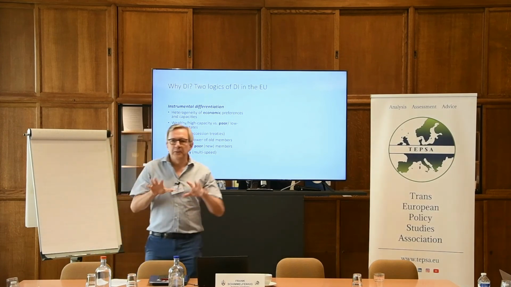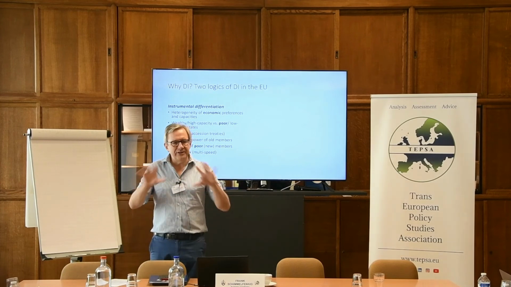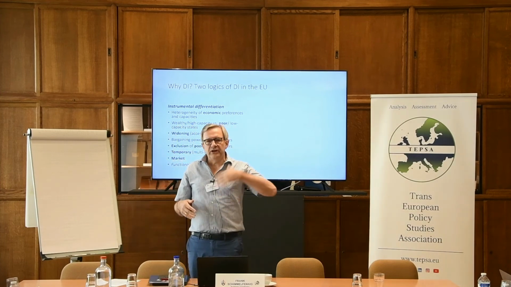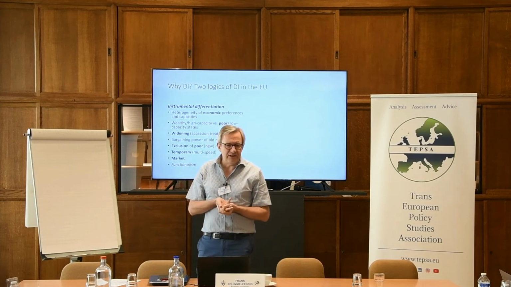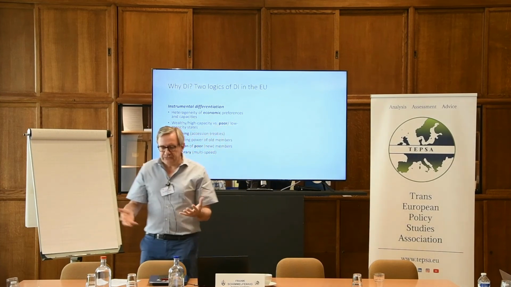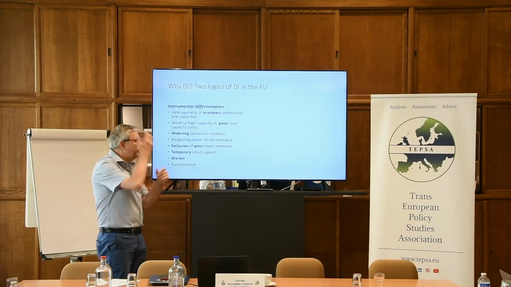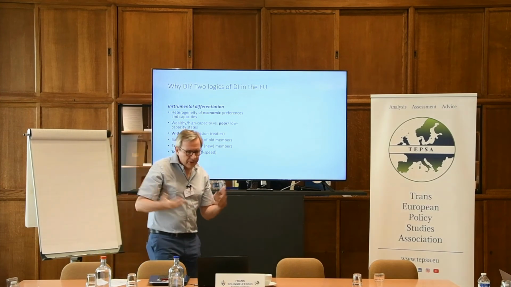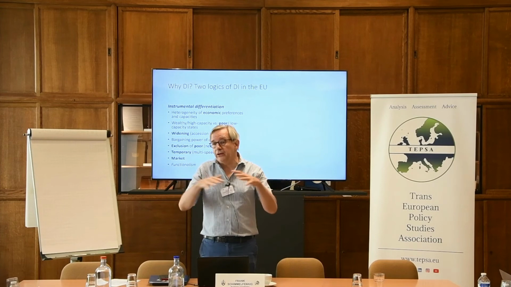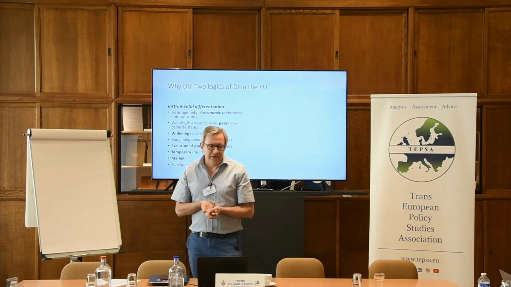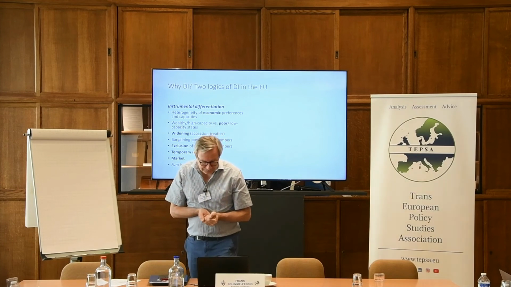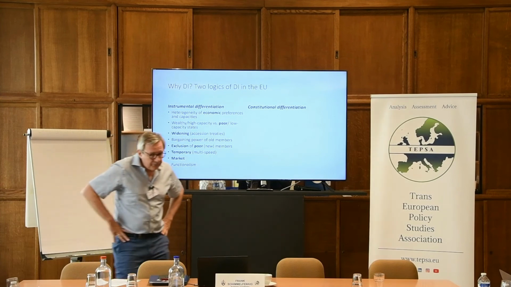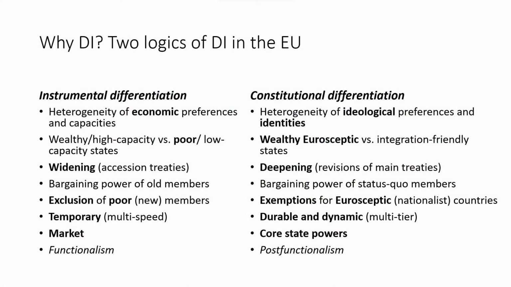Yeah? So we have member states with different interdependencies, different economic preferences and capacities, and institutions respond to that heterogeneity of member state preferences and capacities, yeah? And you find a functional solution that creates some kind of a bargaining solution that all participants can live with and that all benefit from. Yeah? So the other type of differentiation is what we call constitutional differentiation.